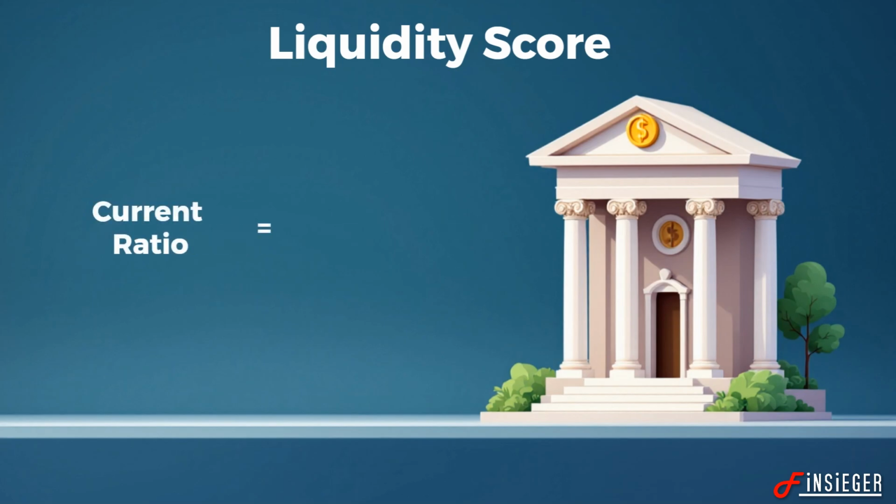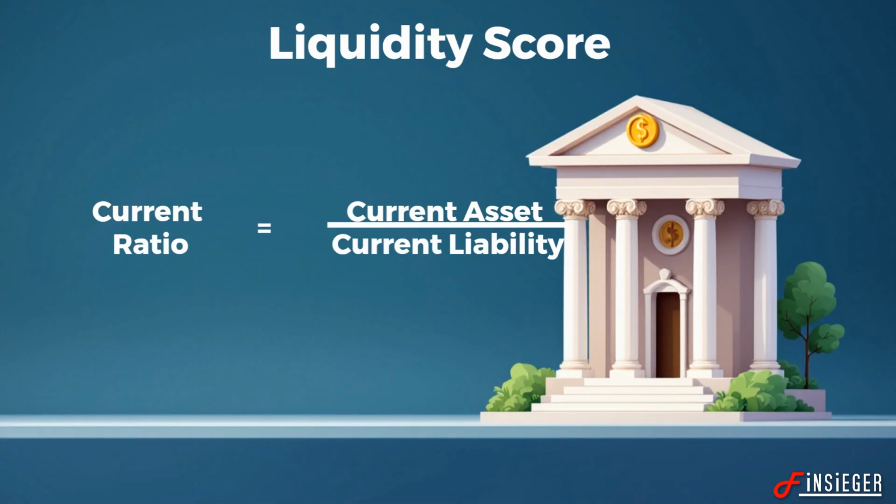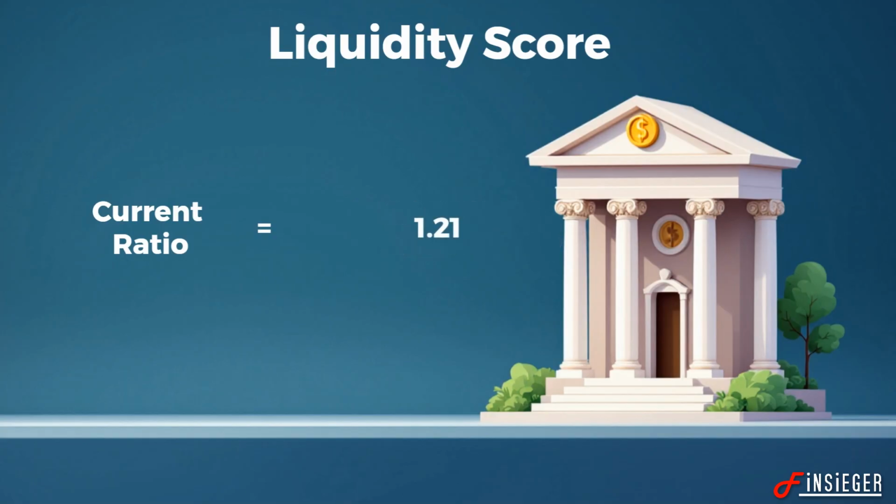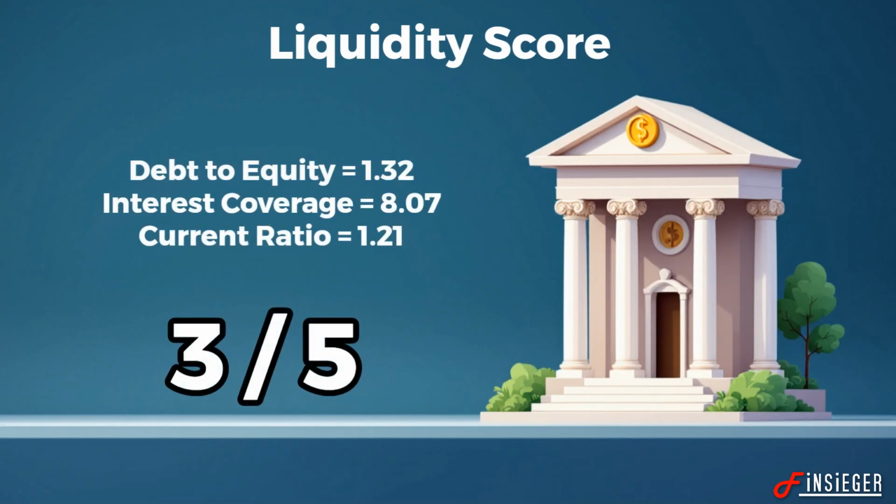Let's see current ratio. Current ratio is current assets divided by current liabilities. In this case, it is 1.21. So we have a liquidity score of 3 out of 5.